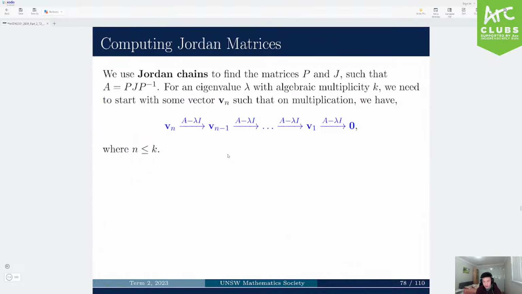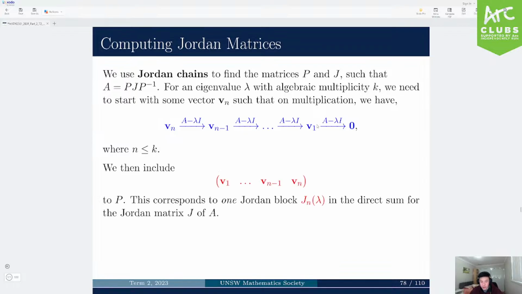And we're now going to get into the part where we're actually computing Jordan matrices. So we actually use Jordan chains to find the matrices P and J that we can reduce our original matrix to. So A is P J P inverse. For some eigenvalue lambda with algebraic multiplicity k, we need to start with some vector Vn, such that if we multiply Vn with A minus lambda I, we get Vn minus 1. Do it again, and keep doing it until we get to V1, where if we multiply this again, we get the zero vector. Okay.